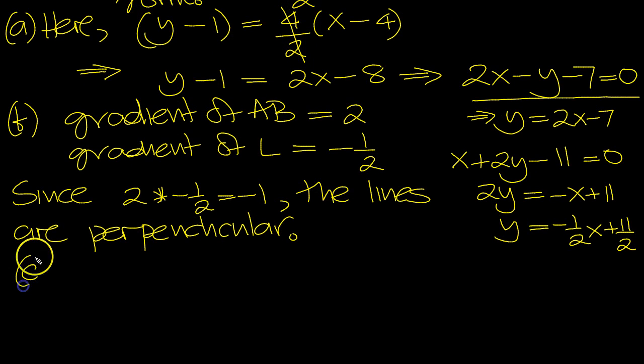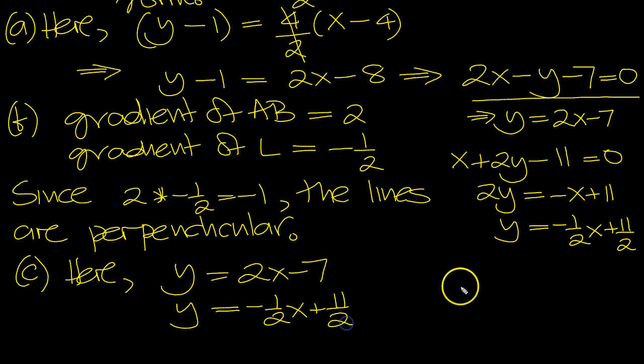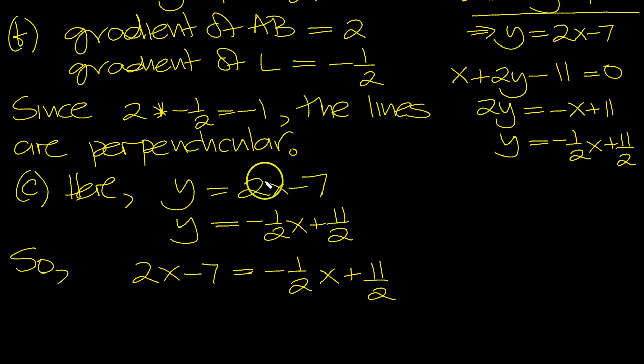Okay, part C. The line AB, which we've got here: y is equal to 2x minus 7. We've also got, for the line L, y equals minus a half x plus 11 over 2. So there's our two lines. They intersect when the y values are the same. So 2x minus 7 is equal to minus a half x plus 11 over 2. We've let this side equal this side to see where they intersect.